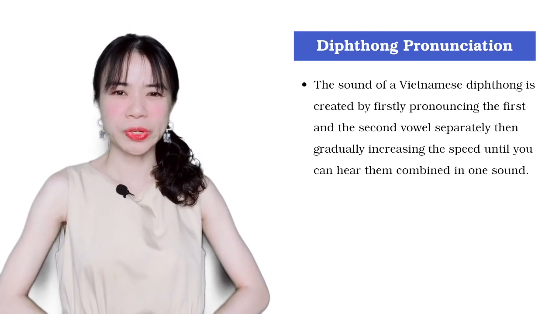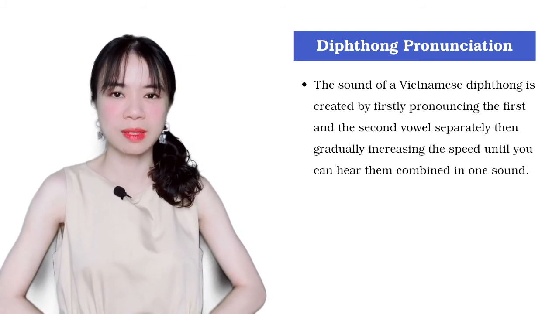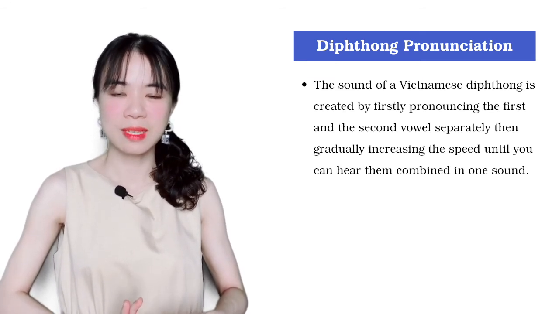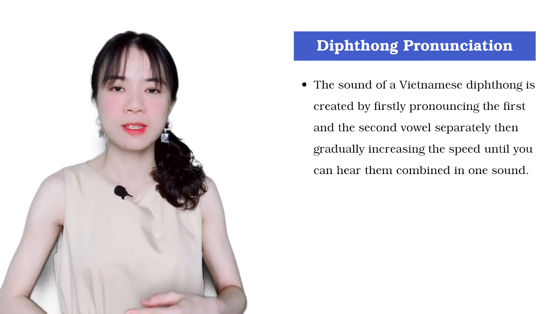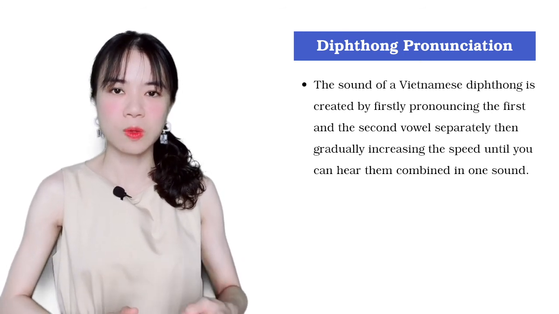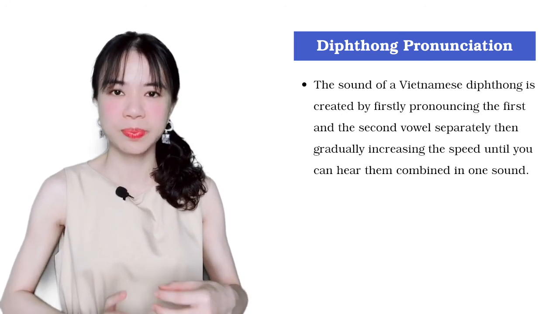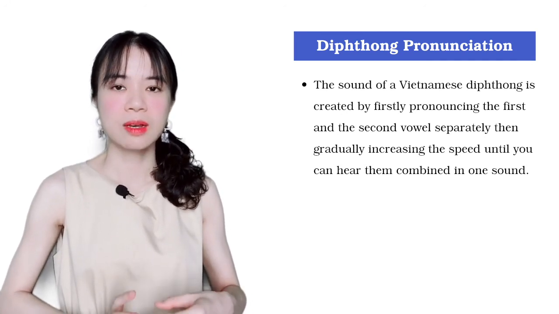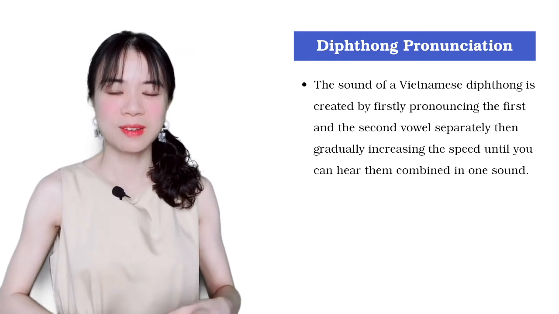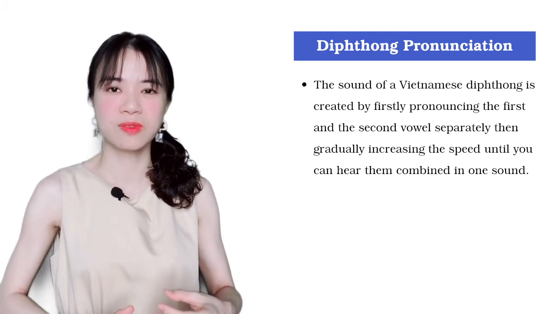The third point regarding the pronunciation of diphthongs in Vietnamese, which is quite similar to diphthongs in English. First, practice pronunciation of single vowels within the diphthong and then increase the speed until the sounds of single vowels are merged together, and then you can pronounce the diphthong successfully.